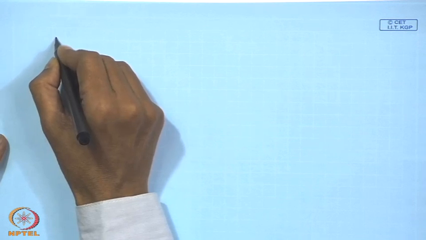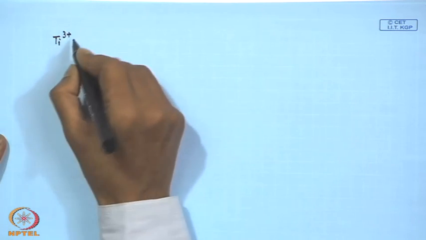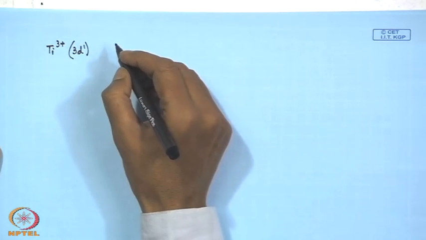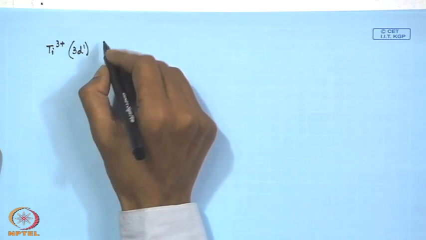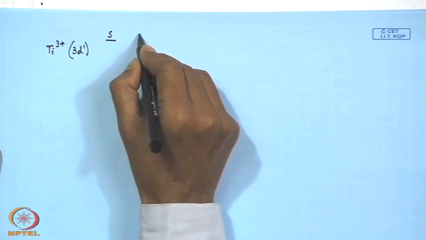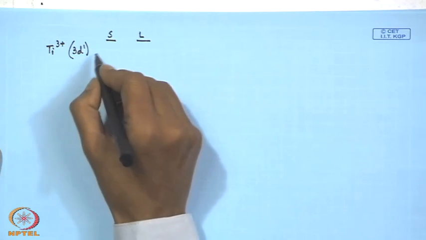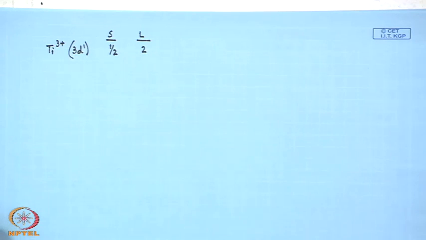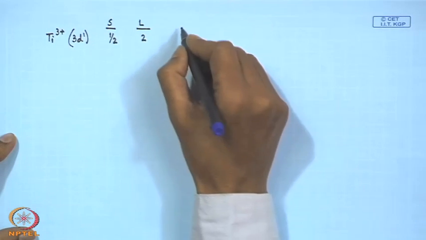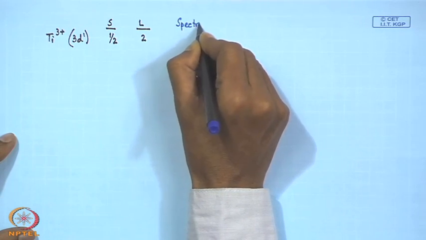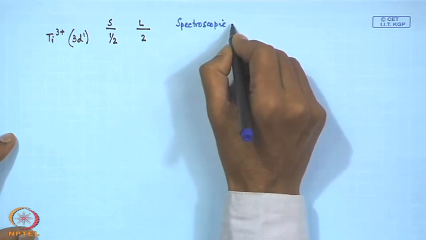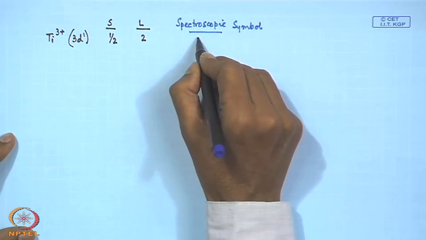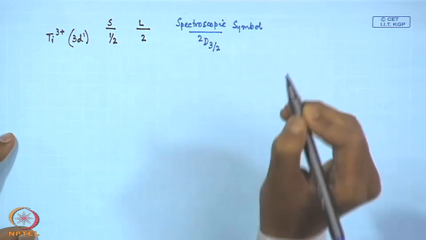if we have titanium 3 plus, which is the 3d1 case, that 3d1 case gives us the corresponding S value and the corresponding L value. So, we have S as half and L value equal to 2 for the d electron, and the spectroscopic symbol for this would be 2D 3 by 2.